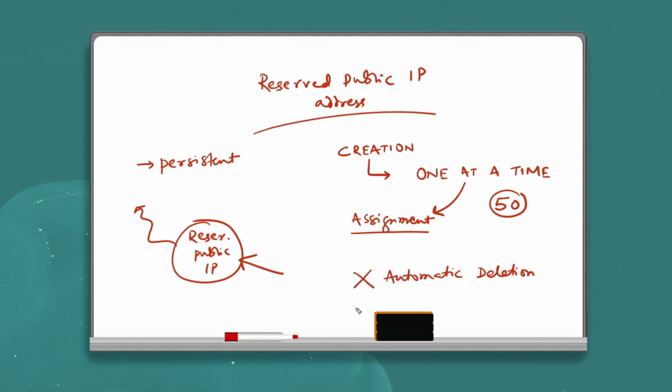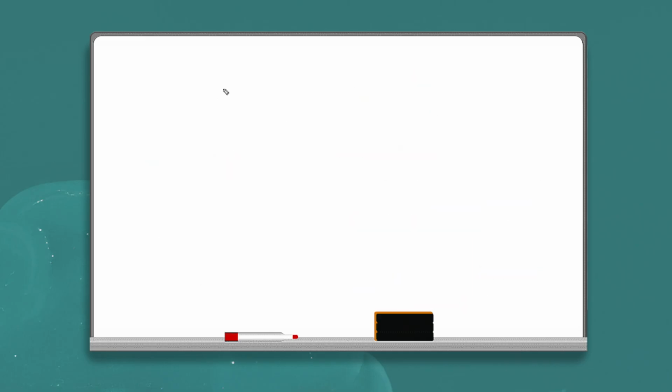Another important thing is the scope for reserved public IP address is regional, which means it can be assigned to a private IP in any availability domain in the region.